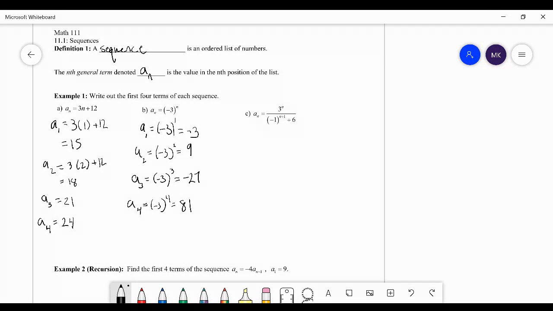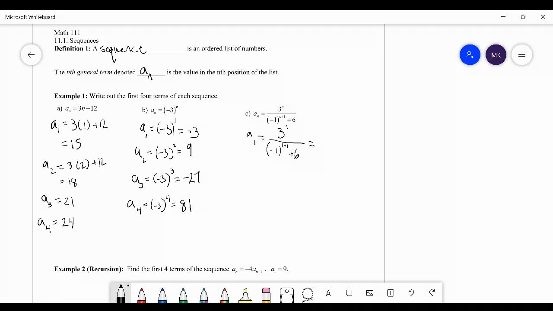Makes it really nice. Now, down here, we kind of have an idea of the setup, but just looking at this we don't really know what's going to happen. I'm not able to look at this like I was the examples in part A or part B. In part A, we're growing by 3 every time, so we went 15, then 18, 21, then 24. In part B, we're just multiplying by negative 3 each time, so negative 3 times negative 3 is 9, times negative 3 is negative 27, times negative 3 is 81. We don't have that nice, clear pattern going on here.